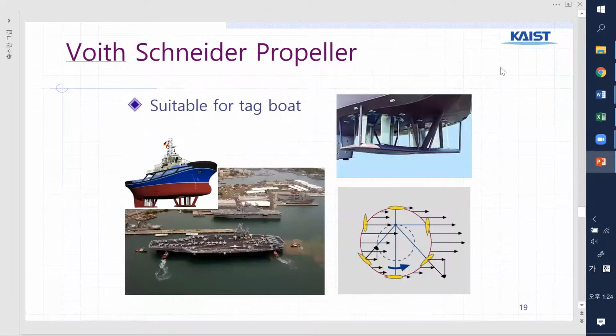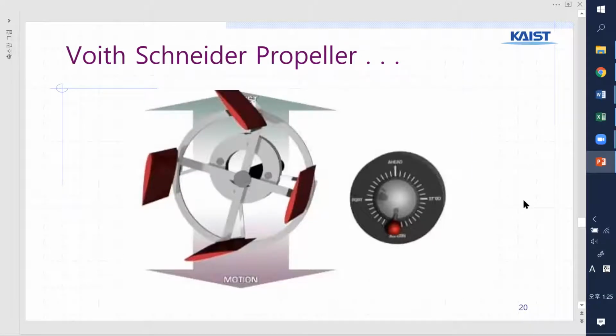All right, and then the Voith Schneider propeller has a vertical rotational axis, so it is good for tugboats. They can change their direction easily. That is the merit. And the Voith Schneider propeller works in this way, and the blades provide lifting forces so that they give motion in the reverse direction.